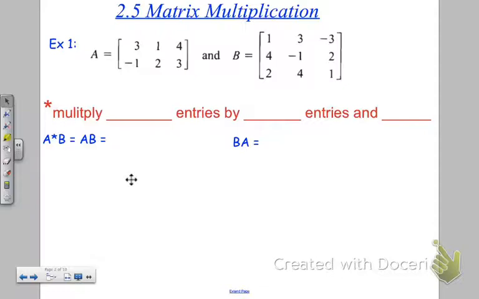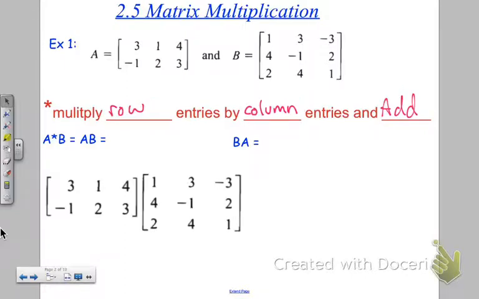So when we're multiplying, it's not like regular multiplying of numbers. Matrix multiplication is a specially defined operation, where we multiply each row entry by column entries, and then we add all those products.